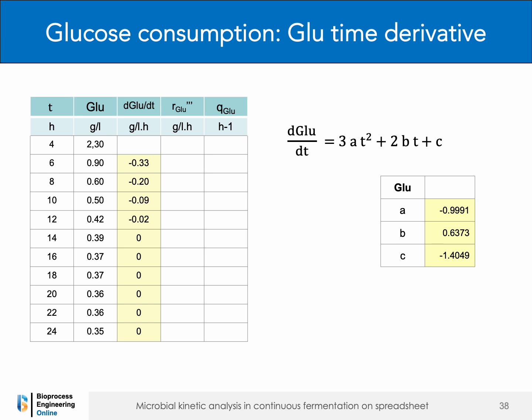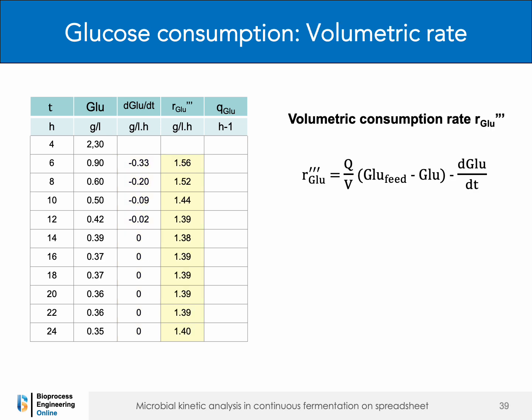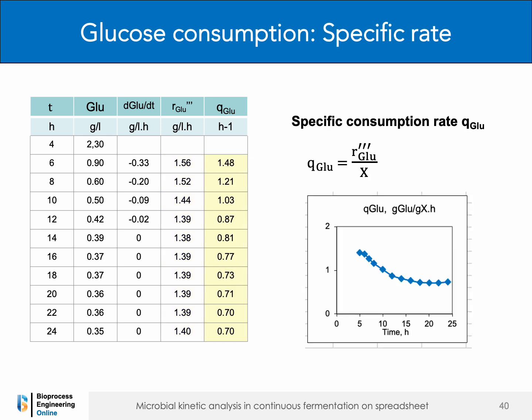With the polynomial parameter values, calculate the time derivative of the glucose concentration as d_glu over dt equals 3At squared plus 2Bt plus C. Determine the volumetric glucose consumption rate, R_glu,3, equal to Q over V, glu feed minus d_glu over dt. Finally, calculate the specific glucose consumption rate, Q_glu equals R_glu,3 divided by X, and display its time variation.